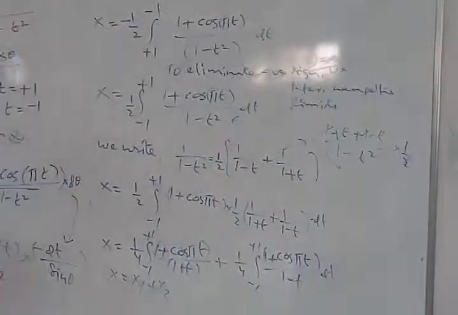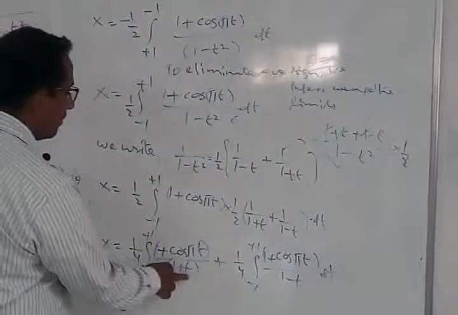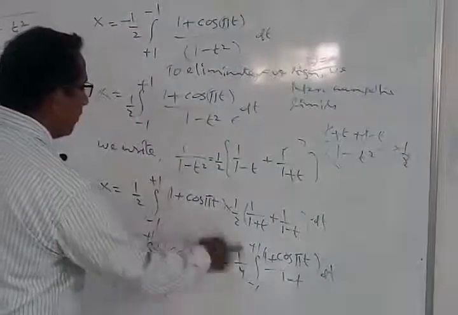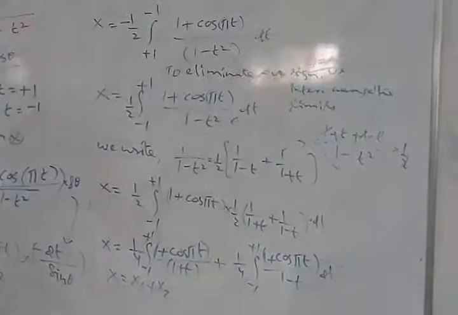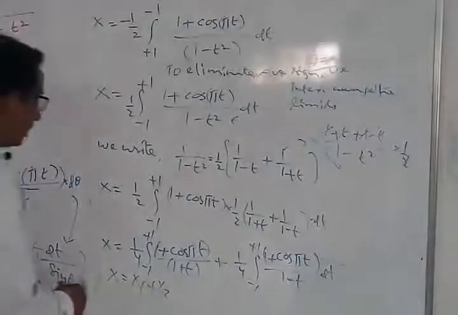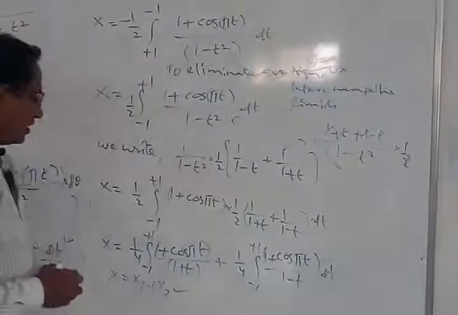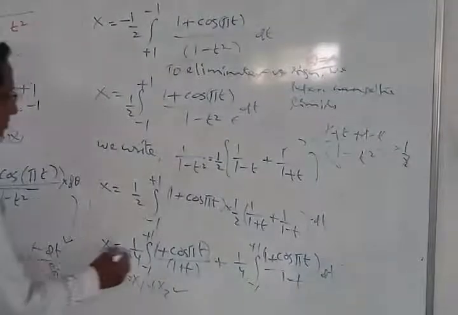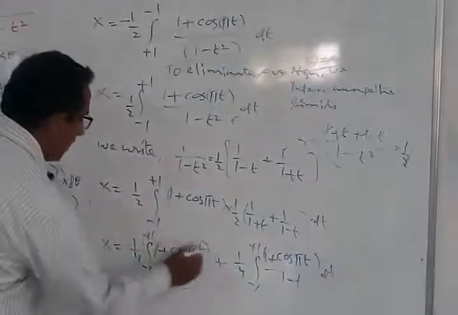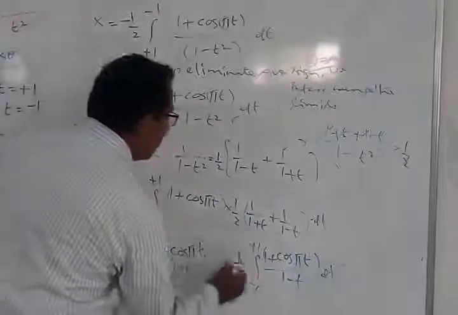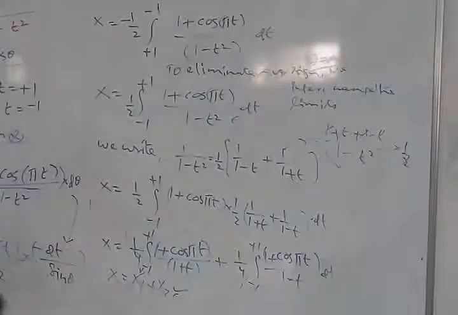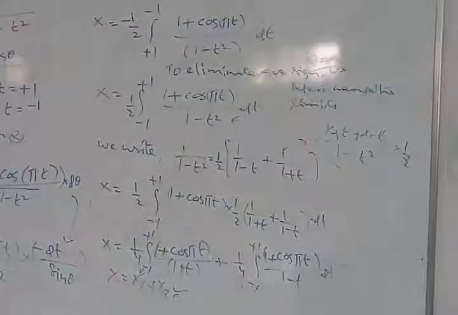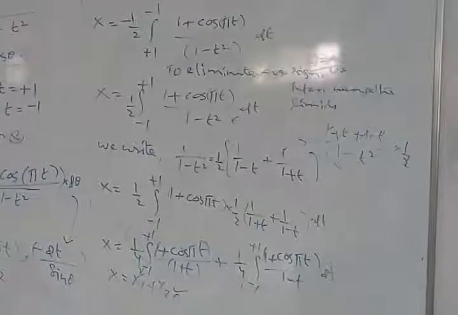Then next I am going to have 1 plus cos pi t by 1 plus t, plus 1 by 4 into 1 plus cos pi t by 1 minus t dt. So this is the equation I can have now. So I can write this x is equal to, I can make this particular part as some x1, the other part as some x2. So therefore x can be in the form of x1 plus x2. Now we will try to solve x1 and x2 independently.